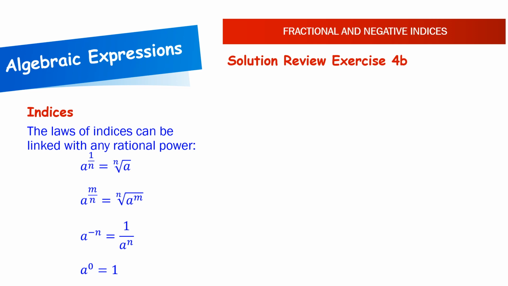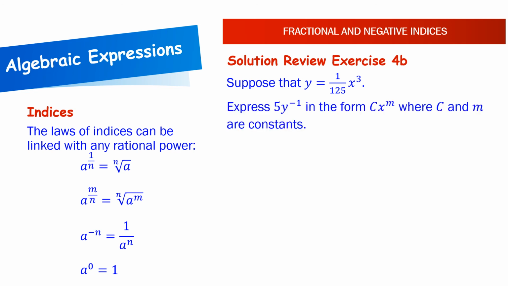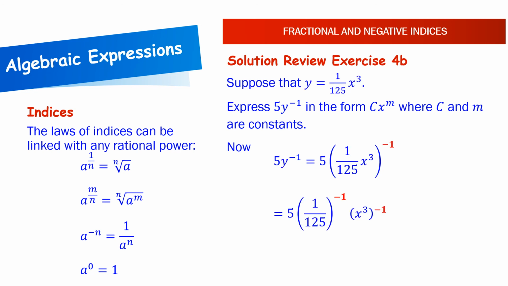Now let's solve review exercise 4b. Suppose that y equals 1 over 125 times x cubed. Express 5y raised to the power minus 1 in the form cx to the power m, where c and m are constants. Again, let's rewrite 5y to the power minus 1 to give us 5 times 1 over 125 times x cubed raised to the power minus 1, as shown. We can rewrite this as 1 over 125 raised to the power minus 1 times x cubed raised to the minus 1. And all this is, of course, multiplied by 5.